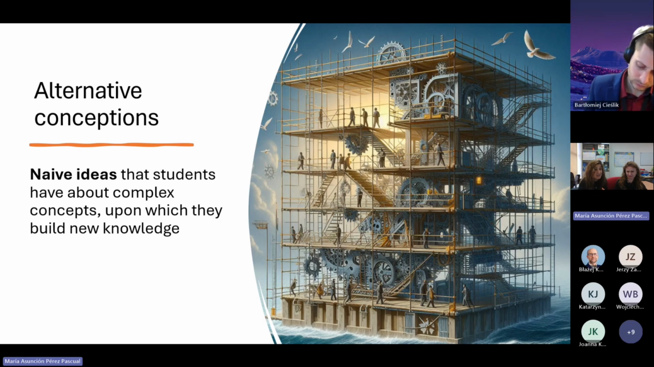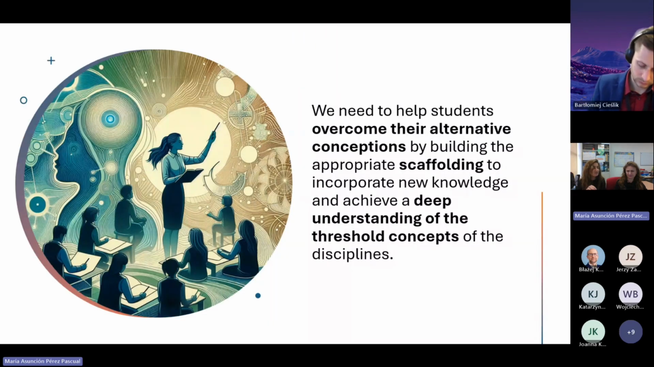What they are learning in our lessons is not meaningful. So it's really important to identify the alternative conceptions of our students and help them to overcome them, to uproot them, working in the classroom with these alternative conceptions. In this way, we will build the appropriate scaffolding to incorporate the new knowledge, and the students will be able to deeply understand this threshold concept.